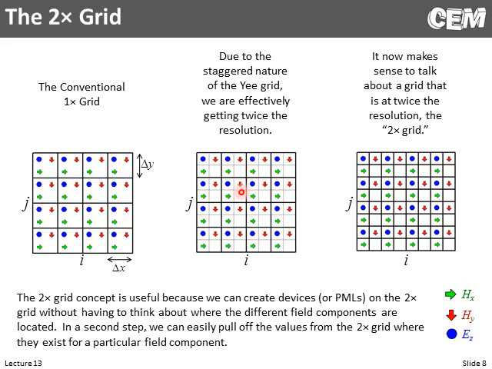So why not create a grid exactly at twice the resolution? So it'll have twice as many cells, but represent the same physical space. And that is the 2x grid.